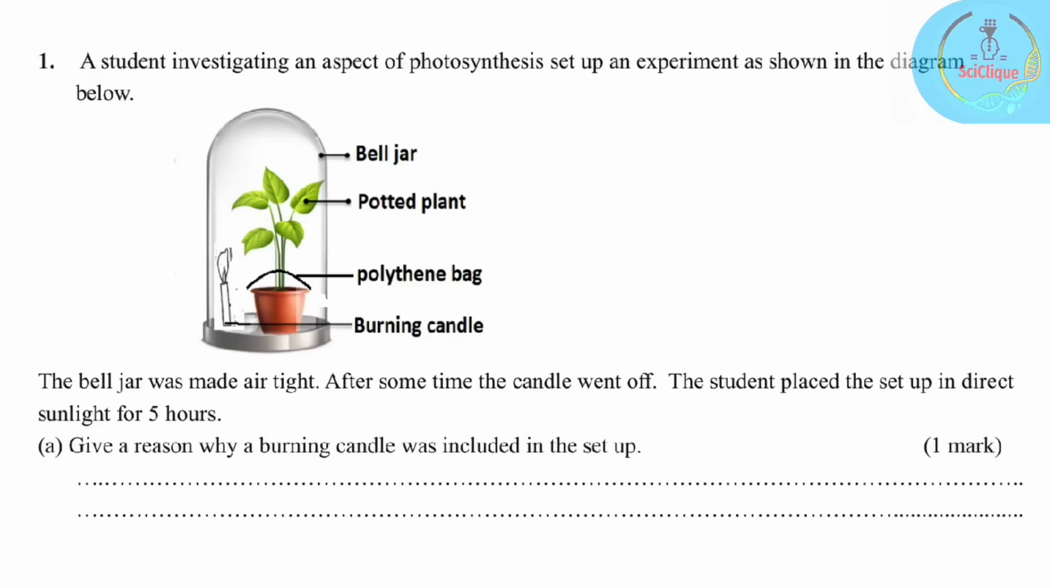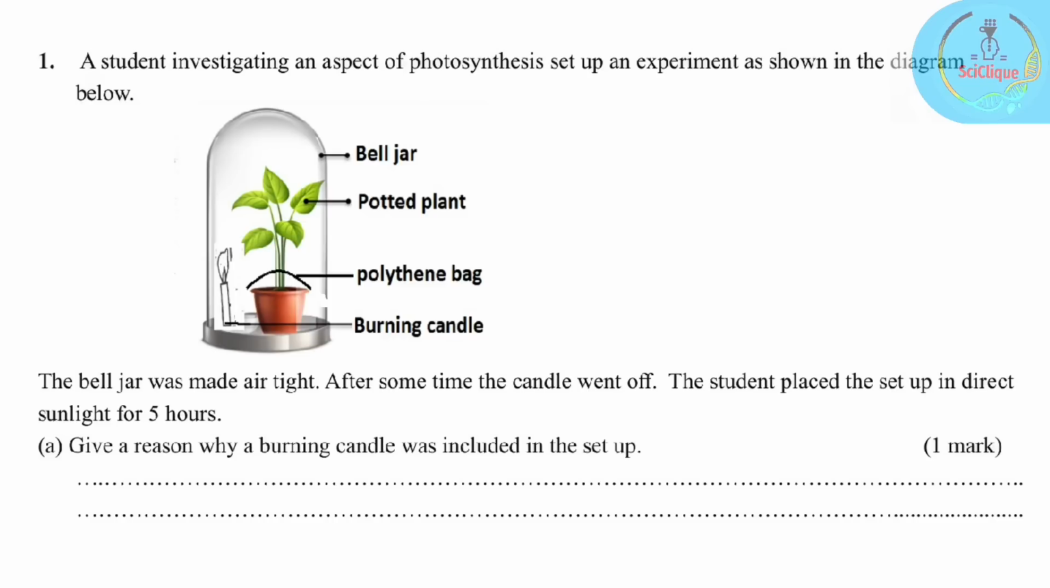Okay, so we have a bell jar. Within it, we have two things. We have a potted plant, a plant in a pot, and the pot is covered by a polythene bag. We also have a burning candle. Interesting. The bell jar was made airtight, so that means that there could be no gases leaving or entering. After some time, the candle went off, as expected. The student placed the setup in direct sunlight for 5 hours.